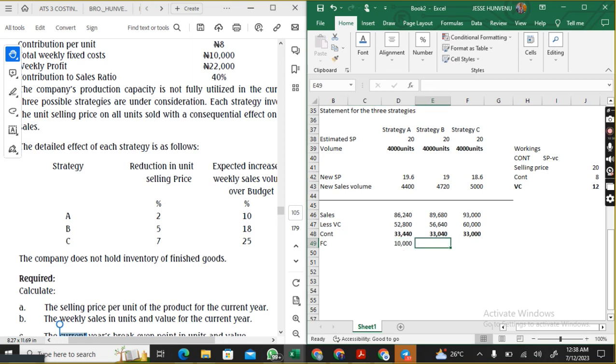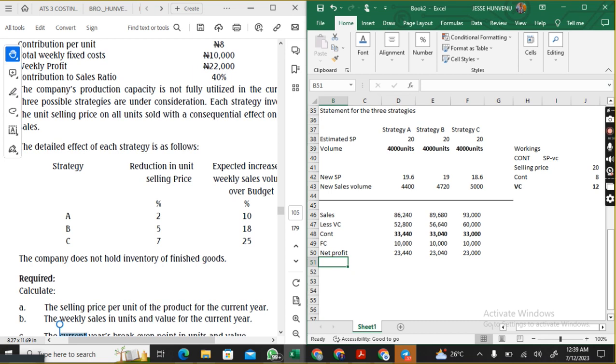Okay, 10,000 naira, 1,000 naira, 1,000 naira. So what's our profit? This is our profit. We have this. Our net profit.